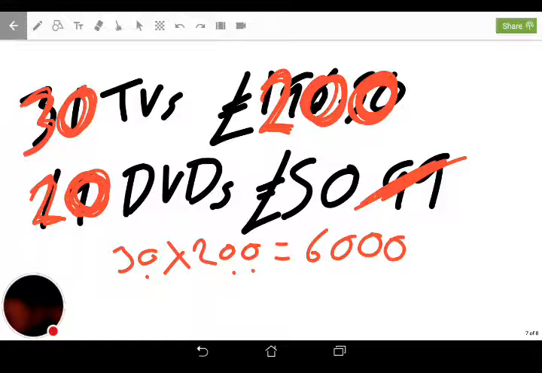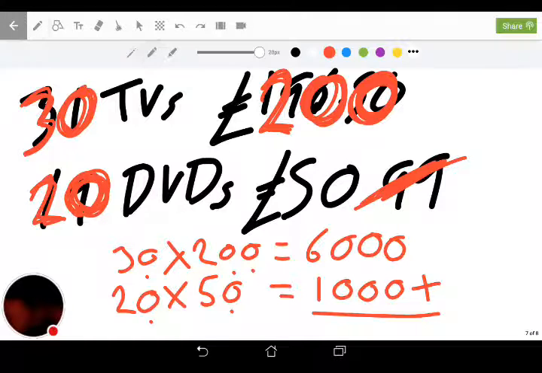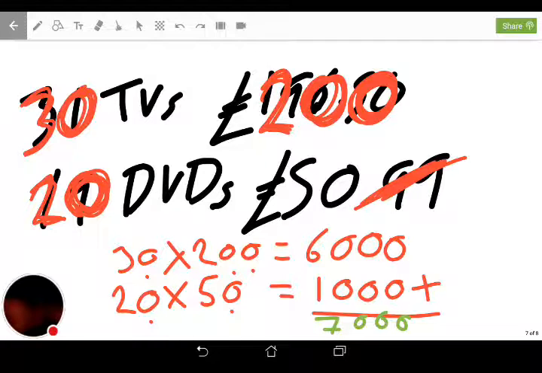20 DVD players at £50 each. So I've got 20 times 50. 2 times 5 gives me 10. And I've got 2 zeros there, so I'm going to add 2 zeros on at the end. So 6,000 and 1,000, I want to know the total amount that I'm spending on these TVs and DVD players. I add them together, and I'm not sure if we've got any room at the bottom, but we'll try. It comes to £7,000. So the estimated cost of these TVs and DVD players is £7,000.